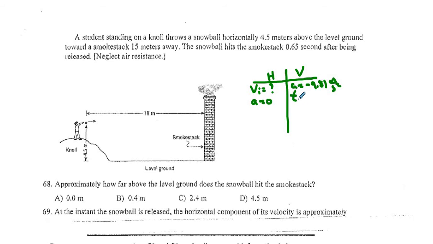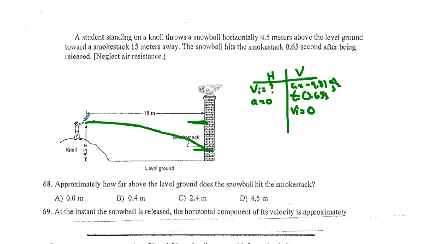I know that it hits the smokestack 0.65 seconds later, so that's how long it's falling for. And I know that the initial velocity is 0. Now I know it's fired from 4.5 meters. Okay, so we know that it's going to take a parabolic path down to the ground, something like that. And so what we don't know is how far it falls.